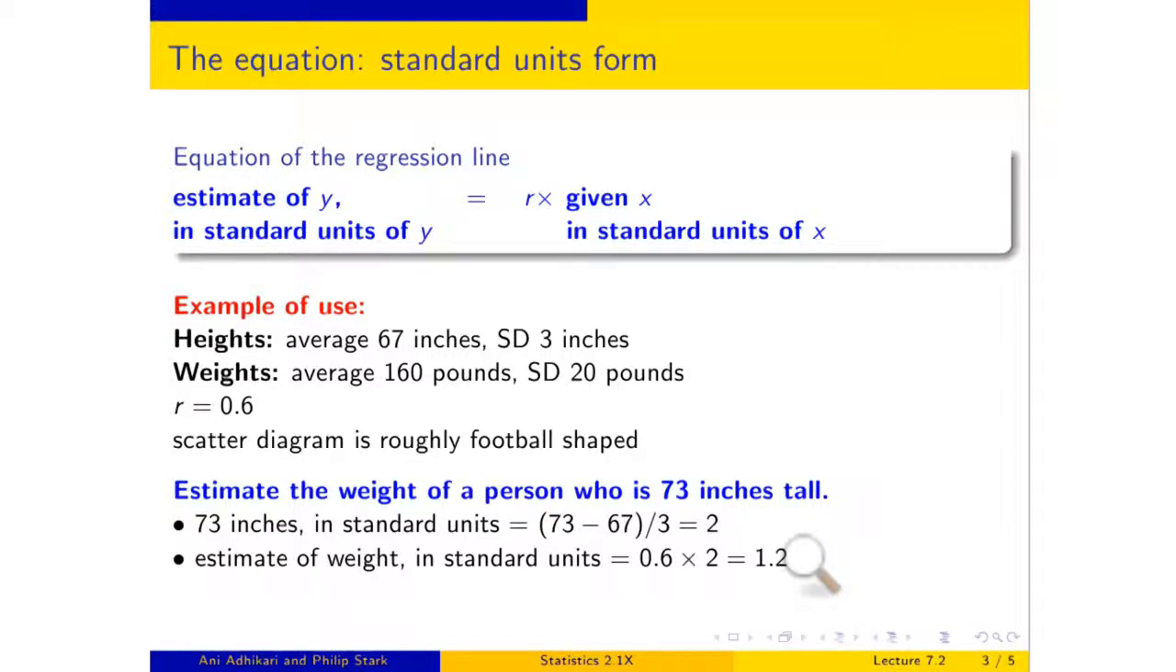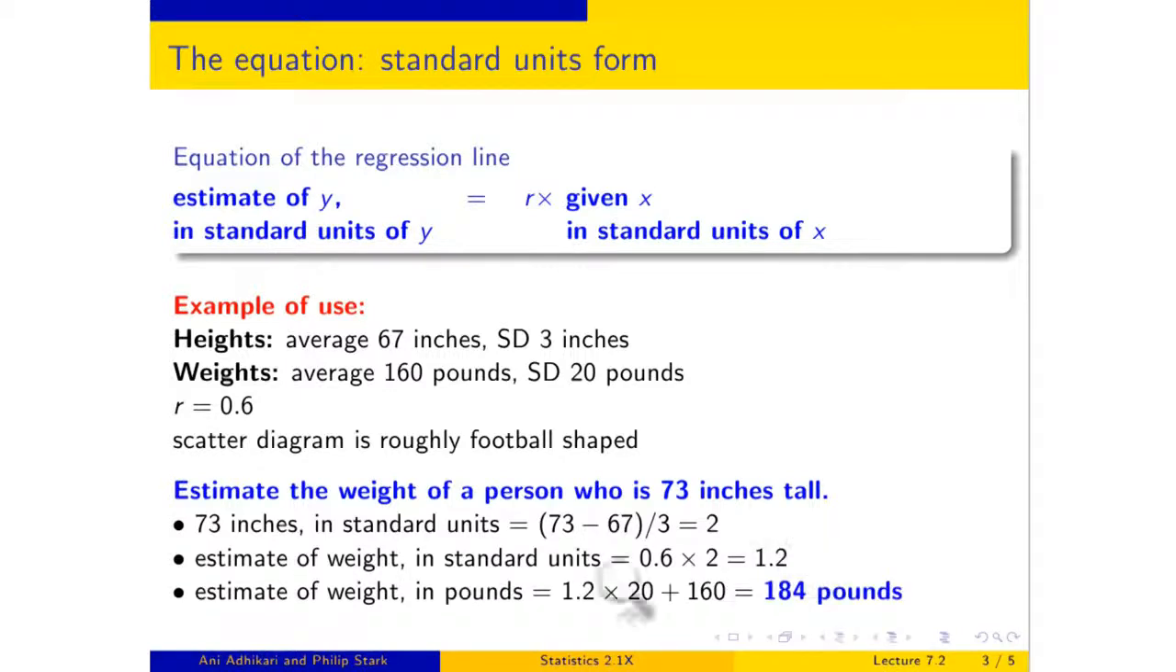So what do you do? Exactly, you convert the standard units to pounds, which you've known how to do for some time. So the estimate of weight in pounds is 1.2 SDs above average, and you're done. 184 pounds is your regression estimate of weight based on a height of 73 inches.